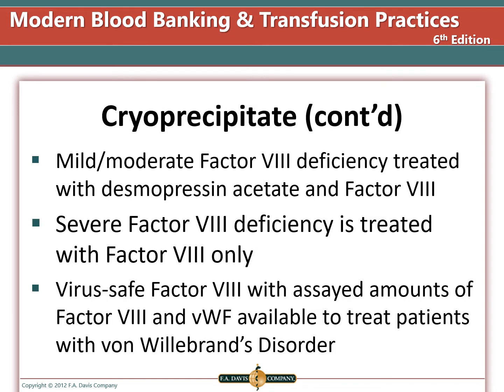Mild to moderate factor VIII deficiency can be treated with desmopressin acetate or factor VIII. Desmopressin acetate works by causing the release of von Willebrand's factor. Severe factor VIII deficiency is treated with factor VIII only. A virus-safe factor VIII with assayed amounts of factor VIII and von Willebrand's factor is available to treat patients with von Willebrand's disease. This is made through recombinant DNA technology.